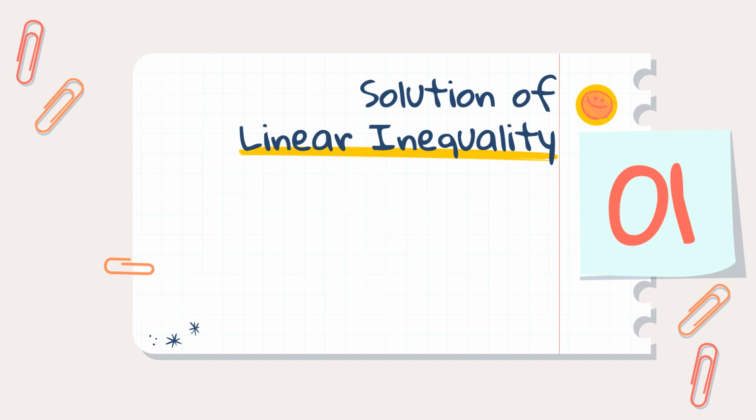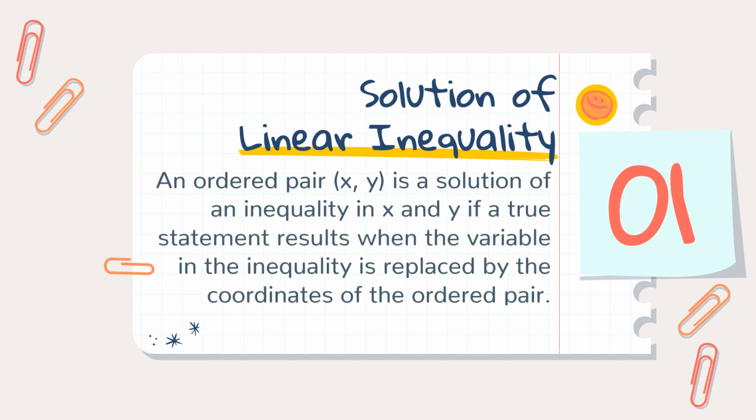For us to get the solution of a linear inequality, it is similar to the solution of a linear equation. An ordered pair (x, y) is a solution of an inequality in x and y if a true statement results when the variables in the inequality are replaced by the coordinates of the ordered pair. So we are going to substitute the coordinates of that ordered pair, and if the statement is true, therefore it is a solution of that linear inequality.